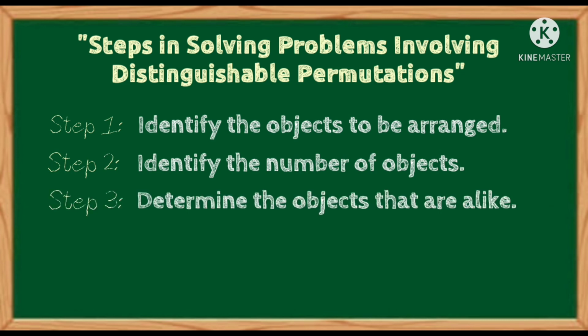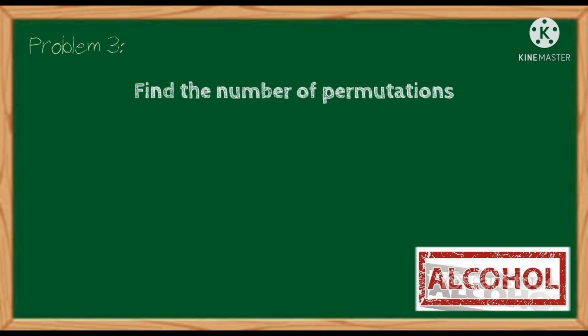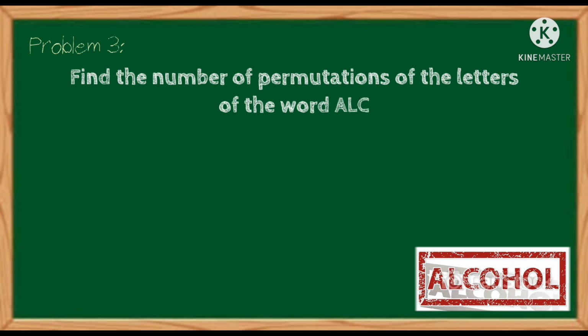Third, determine the objects that are alike. And last, solve the distinguishable permutation by using the formula: distinguishable permutation is equal to n factorial over p factorial, q factorial, r factorial, and so on. Now, let's have problem number 3. Find the number of permutations of the letters of the word alcohol.